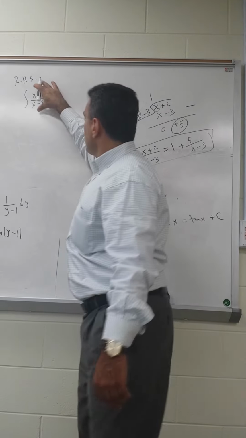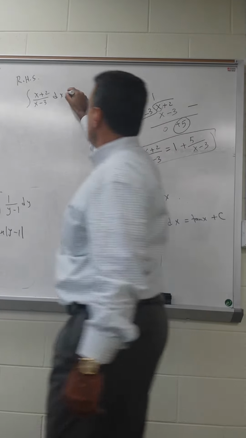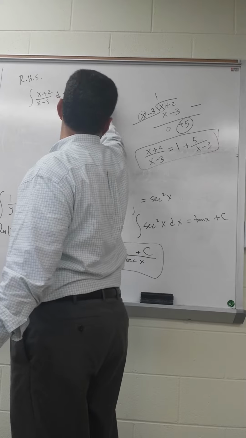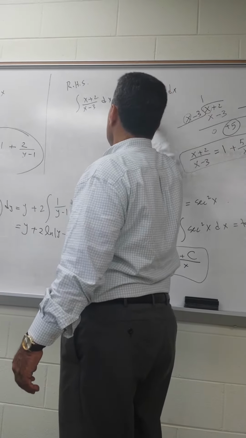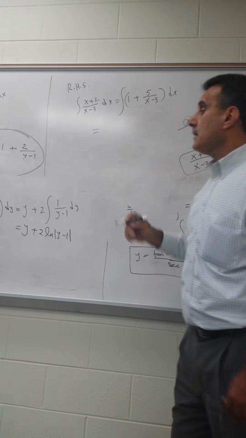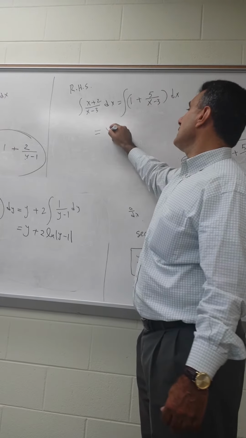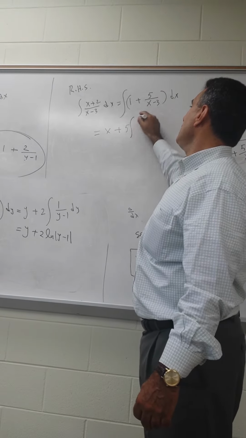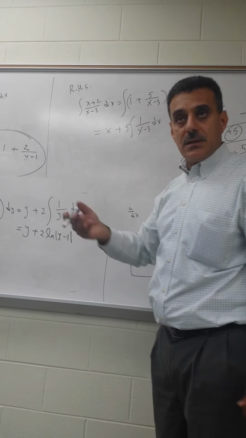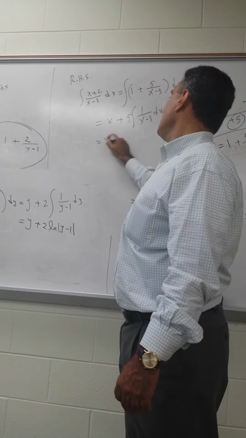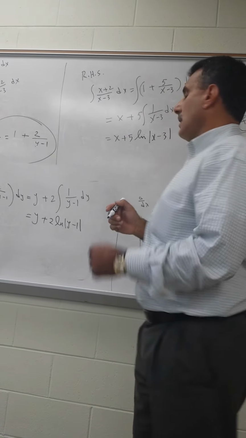So instead of integrating this, I should integrate these two fractions. So this integral is identical to the integral of 1 plus 5 over x minus 3 dx, which equals the integral of 1 plus the integral of this, right? The integral of 1 is x, plus 5 times the integral of 1 over x minus 3 dx, which we know is similar to this. That's a natural log again. So the answer becomes x plus 5 natural log of x minus 3. So this is the right-hand side.